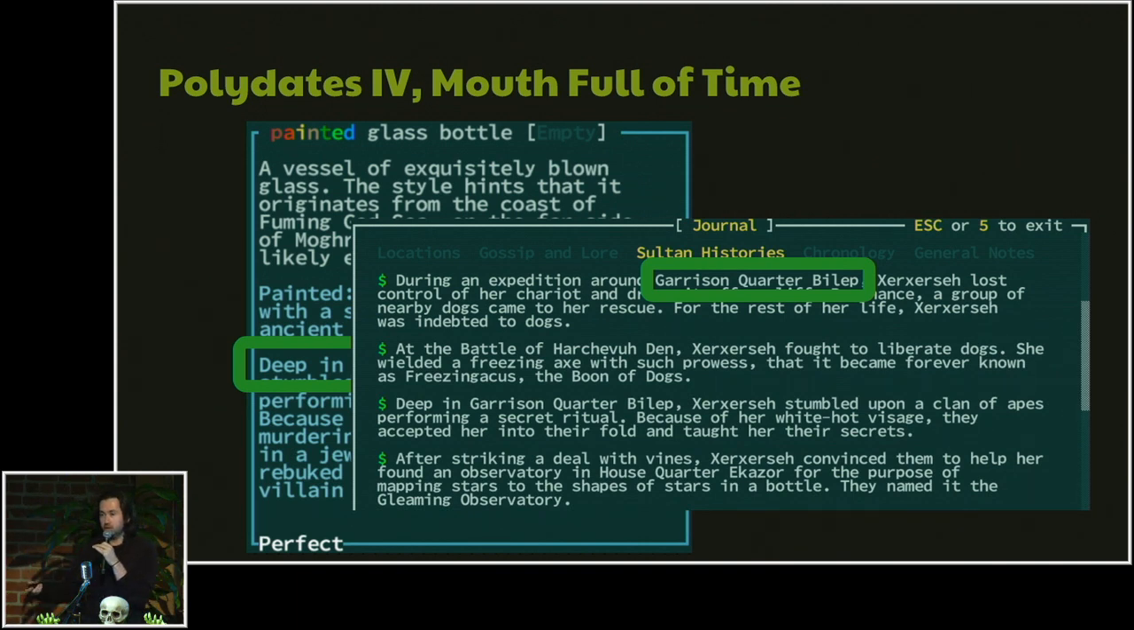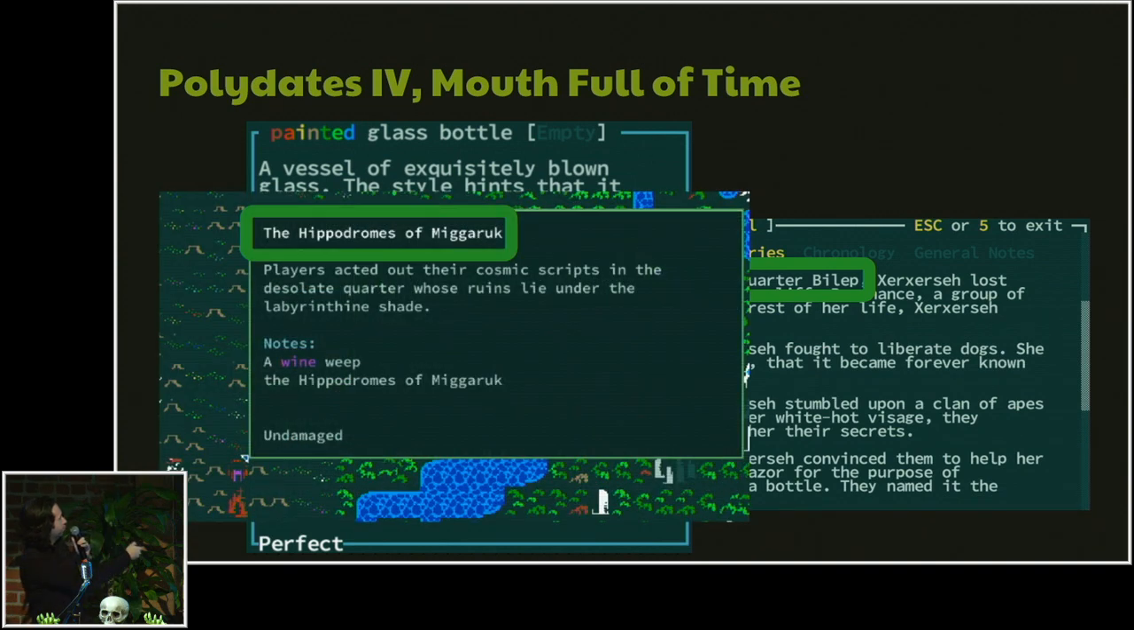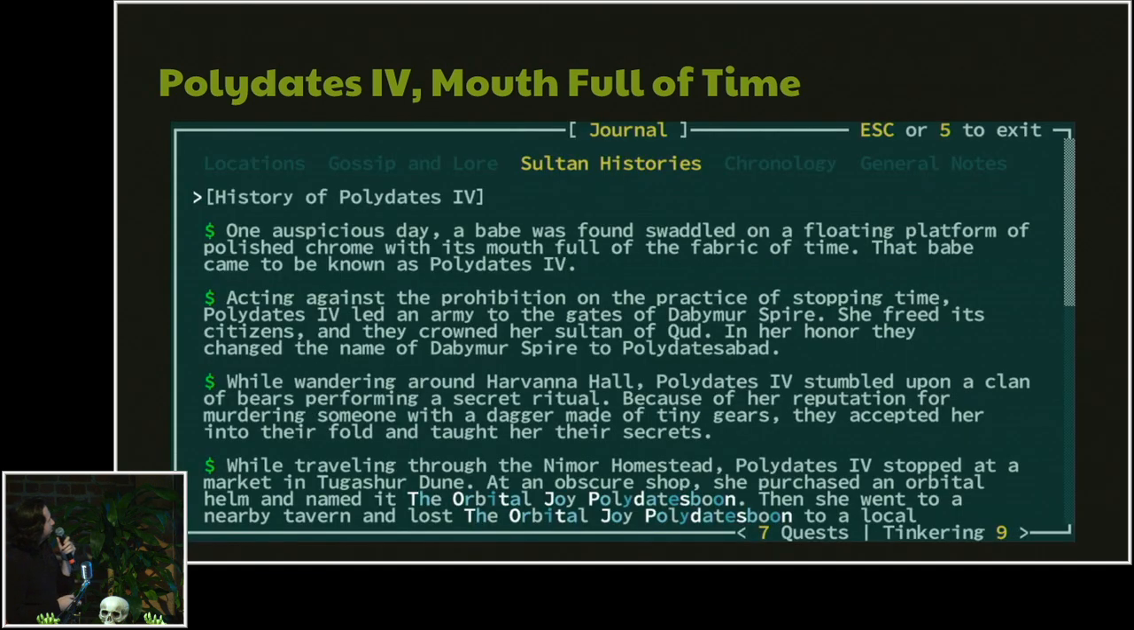There would also be a museum quarter, or we have like the hippodromes of Migaruk. So yeah, I mean, this is sort of an important part of creating meaningful variation, I think. Okay, so back to Polydeities' life.